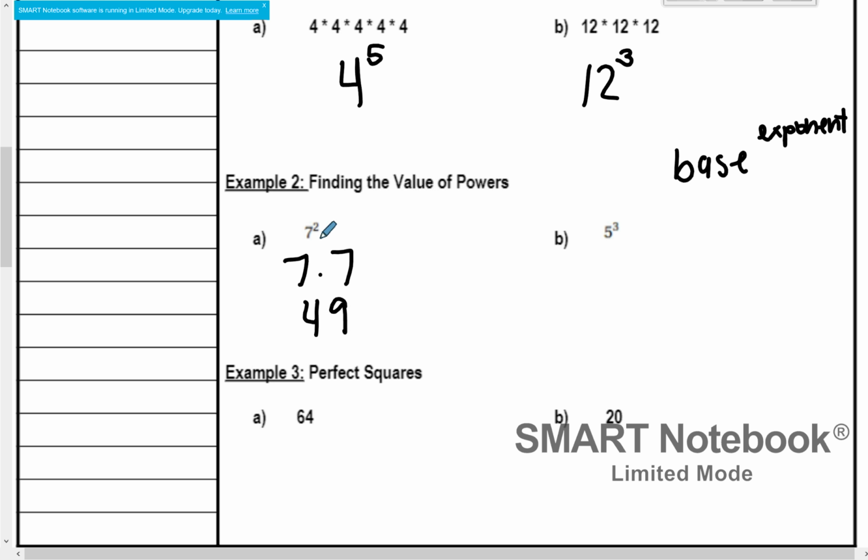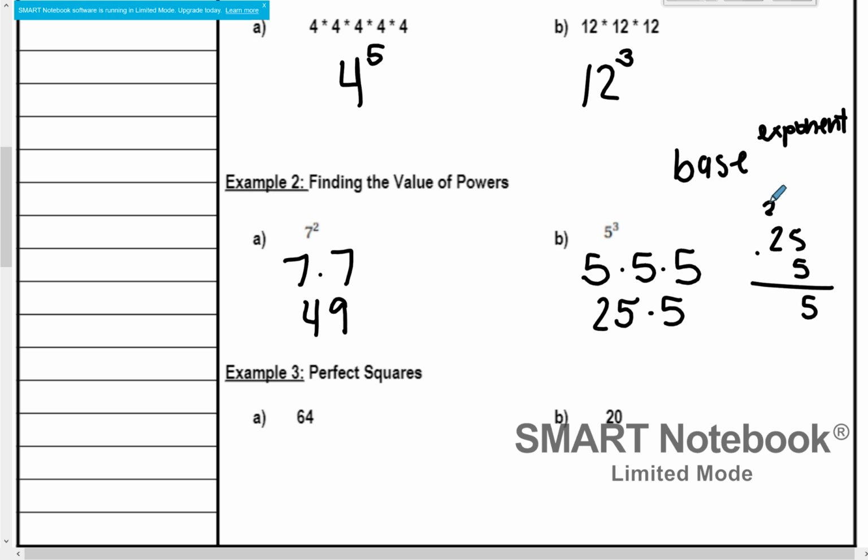This is the work that I would need to see on a quiz or test if we are finding the value of a power. So here we have 5. 5 is our base, our big number. So we have 5 times 5 times 5. And then we just simplify it. 5 times 5 is 25. And then we have to multiply 25 times 5. Well, that's not mental math for me, so I'm just going to pull it over to the side and do that math real quick. 5 times 5 is 25, so we drop that 5, carry that 2. 5 times 2 is 10, plus 2 is 12. So 25 times 5 is 125.